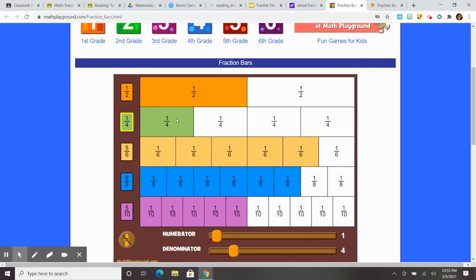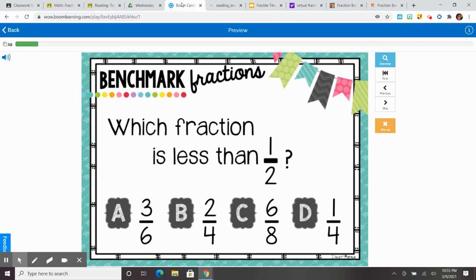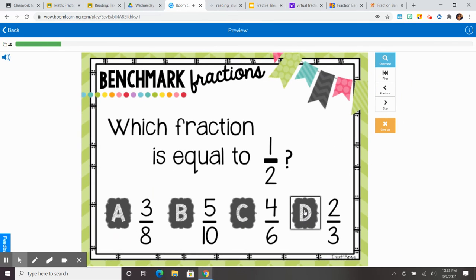Do we see how the 1/4 is less than 1/2? It's less than, it stops right here. The 1/2 stops right here. So the green 1/4 is smaller than the orange 1/2. Okay. So then my answer choice is D.